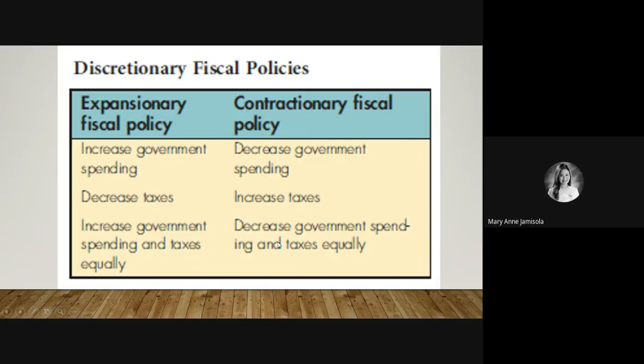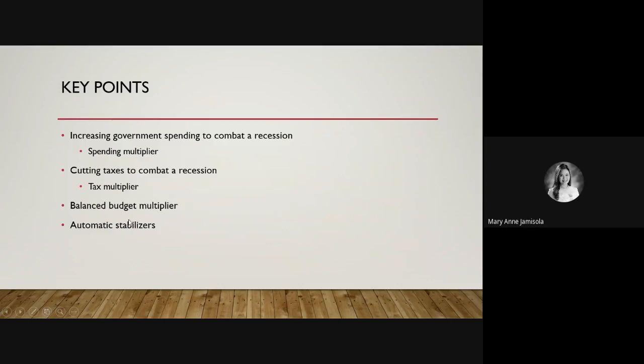So here are the key points that we will be discussing throughout this video. First is increasing government spending to combat a recession. And in here, we will insert the concept of the spending multiplier. Or, it can also be cutting taxes to combat a recession. Here, we will be discussing the tax multiplier. And then, we will also discuss the balanced budget multiplier. And lastly, the automatic stabilizers.